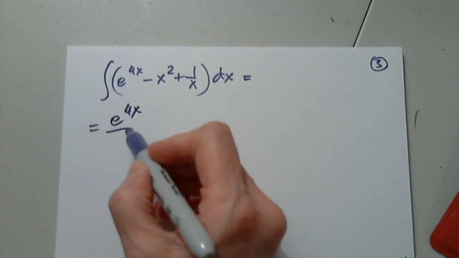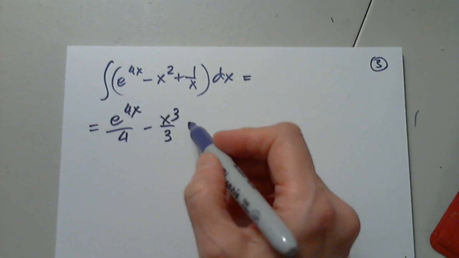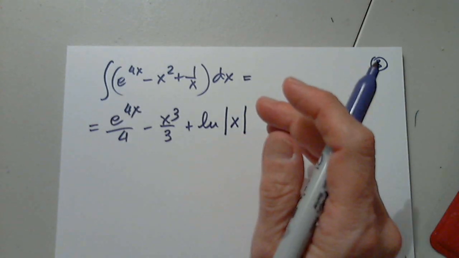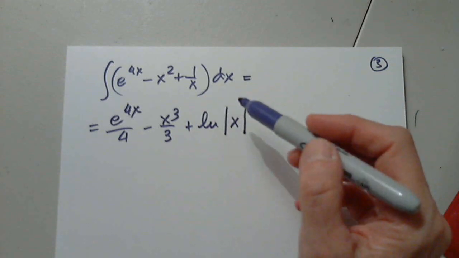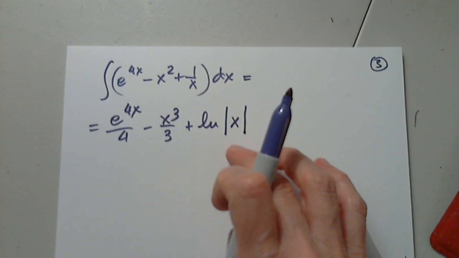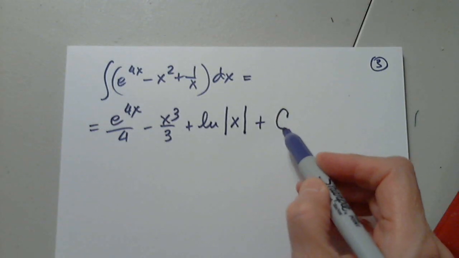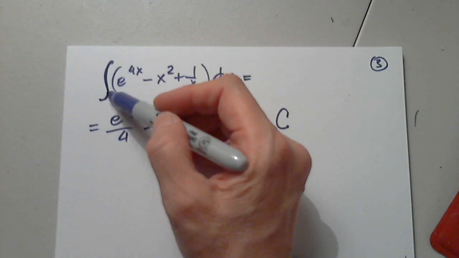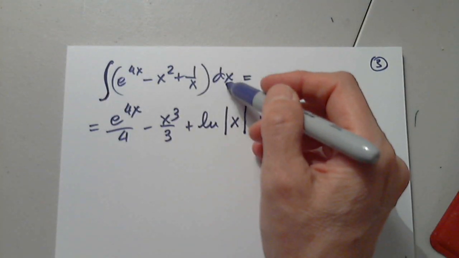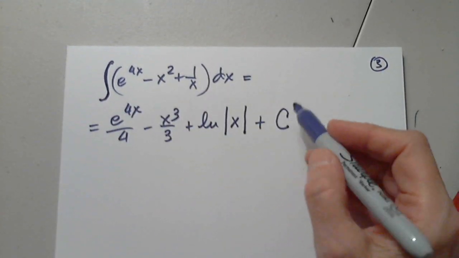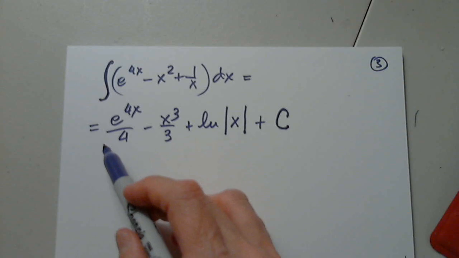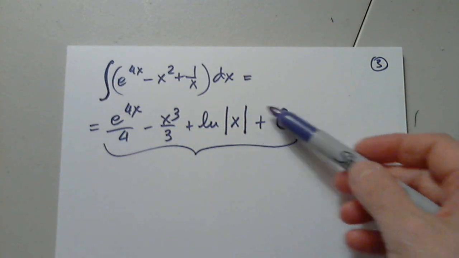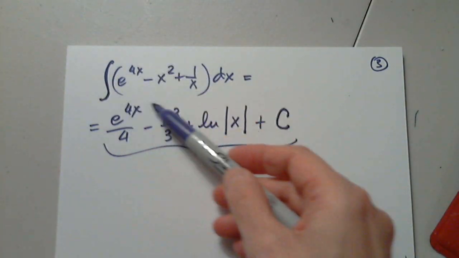So this is e to 4x over 4 minus x to the third over 3 plus, please, you must write absolute value. That's the reason why I had this little discussion, just to make sure you understand it has to have absolute value. And you must write plus a constant c, because this is the most general antiderivative, the indefinite integral of f of x dx. It has to have plus a constant c because this represents the most general antiderivative. It's the family of functions whose derivative is this function.